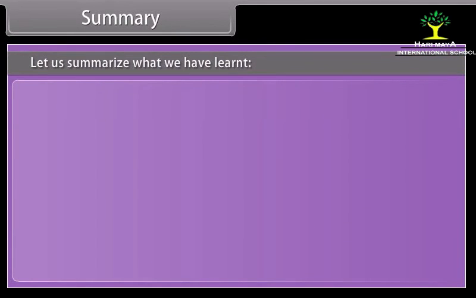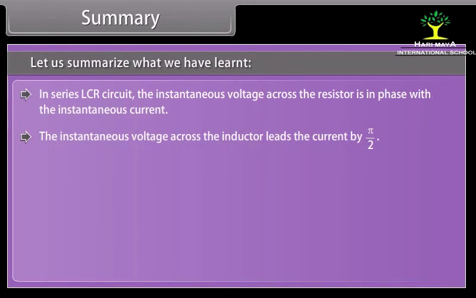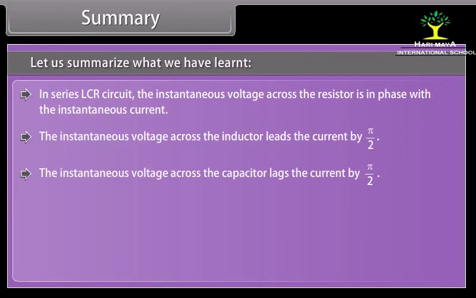Summary. Let us summarize what we have learned. In series LCR circuit, the instantaneous voltage across the resistor is in phase with the instantaneous current. The instantaneous voltage across the inductor leads the current by pi/2. The instantaneous voltage across the capacitor lags the current by pi/2.